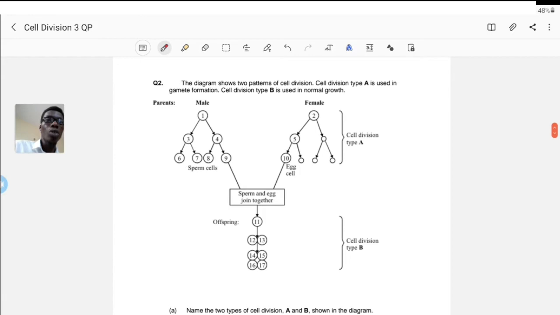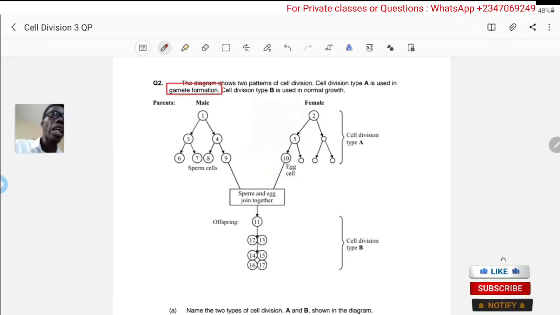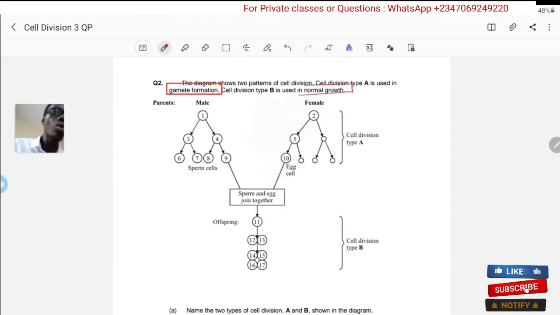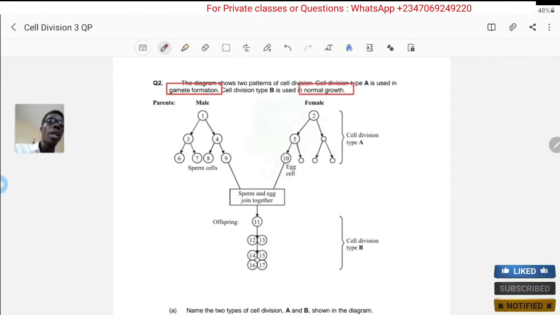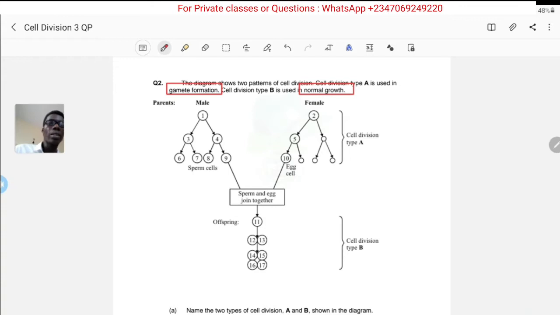Now, question 2. It says the diagram shows two patterns of cell division. Cell division type A is used in gametes. That's a keyword you don't want to forget. Cell division type B is used in normal growth. Those are keywords. Parents, male, cell division type A.